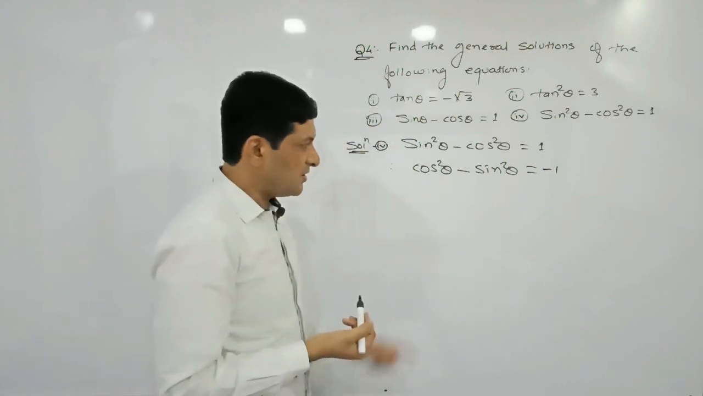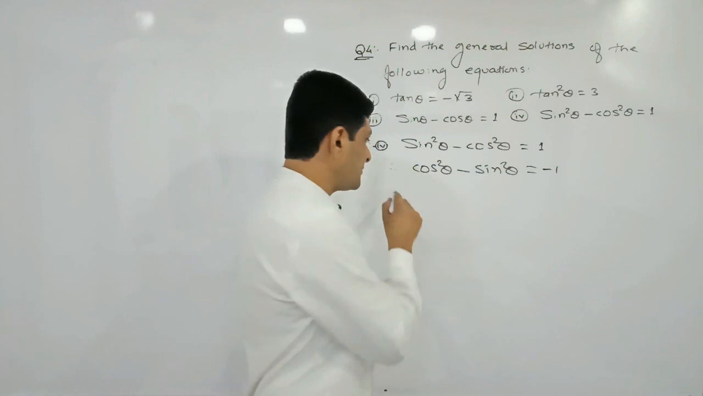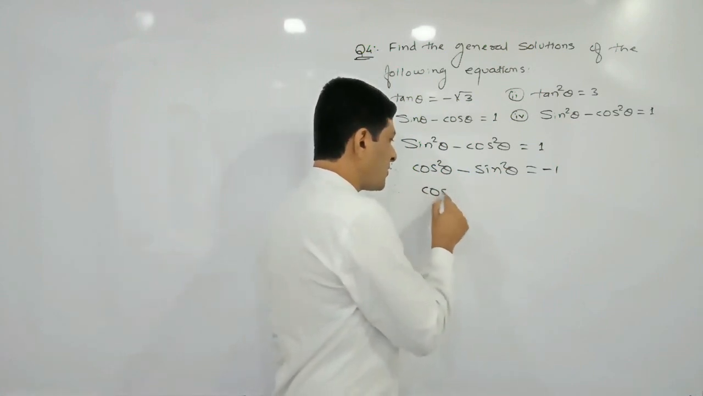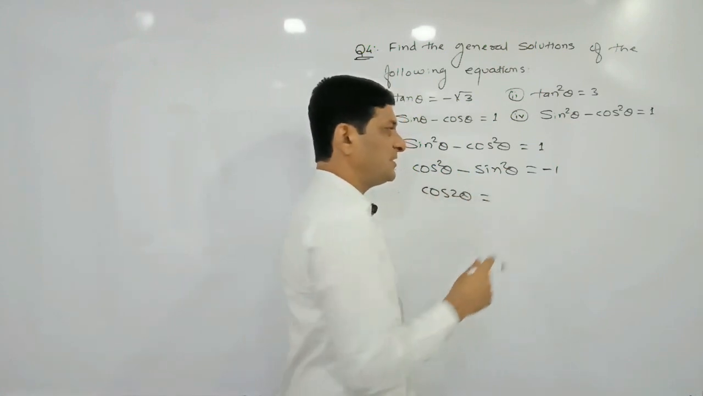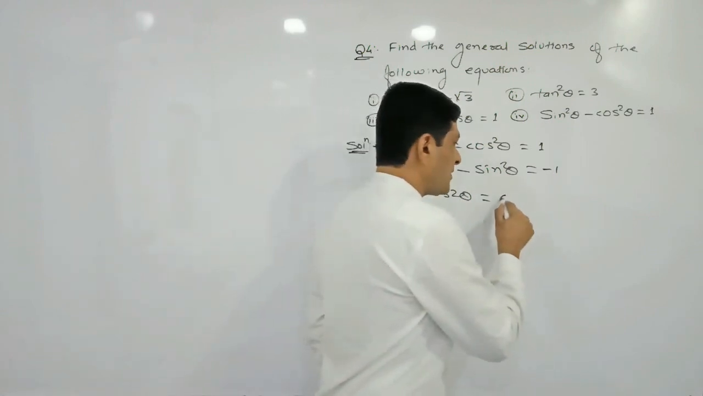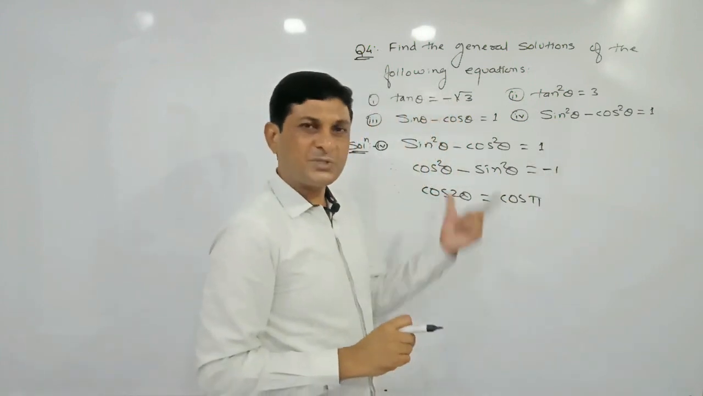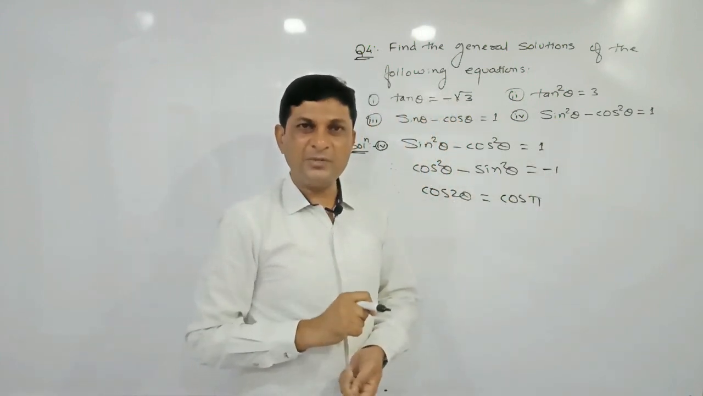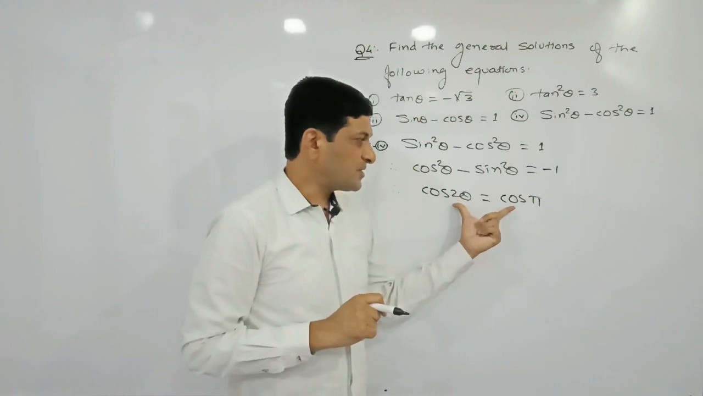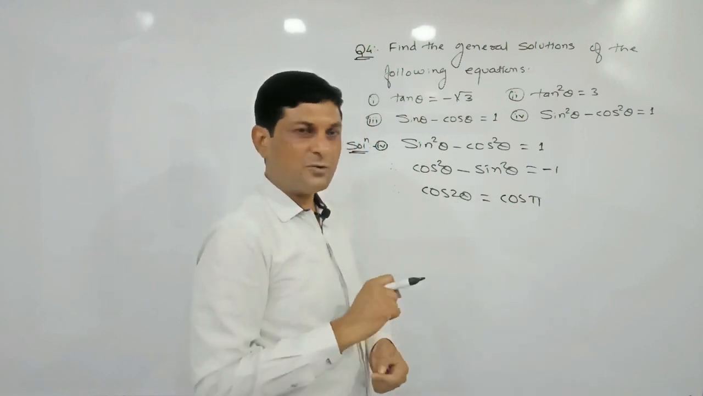Okay, so now this side is in the form of the double angle formula. Cos square theta minus sin square theta is nothing but the value of what? Cos 2 theta. And on this side we can observe that minus 1 is nothing but the value of what? Cos pi. We know that cos pi is equal to how much? Minus 1. Now simplifying it, we have arranged the term in the form of which formula? Cos theta is equal to cos alpha. So apply the formula to find out the general solution.